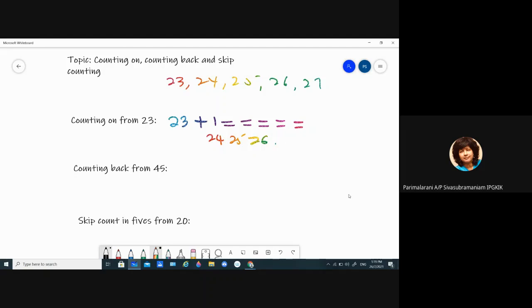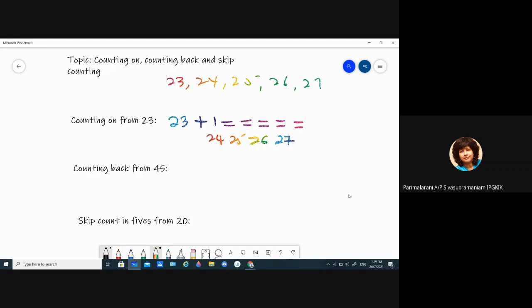So we can teach them counting on. We can tell the child, okay, count on from 24. And as they press equal, they must read loudly: 25, 26, 27, 28. Okay, and they can even do this in pairs.